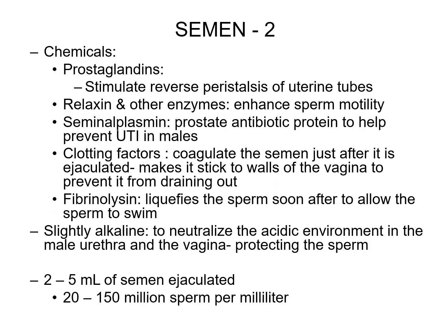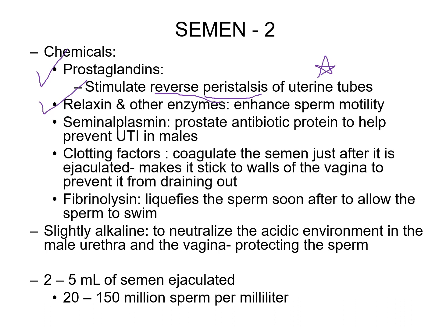Other characteristics of semen. Here you see that there are a lot of chemicals. Some of them we've already discussed, such as the prostaglandins, coming from those seminal vesicles, causing the reverse peristalsis and the smooth muscle contraction. I mentioned the uterus, but also the uterine tubes, also known as the fallopian tubes. Relaxin is a hormone, along with other enzymes that help sperm motility, so it helps the sperm be able to swim. Semen is a transport medium, so without the semen, the sperm can't swim well. So the stuff in the semen helps it to swim well.